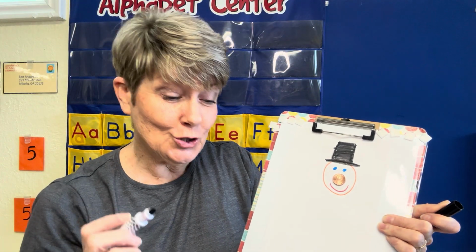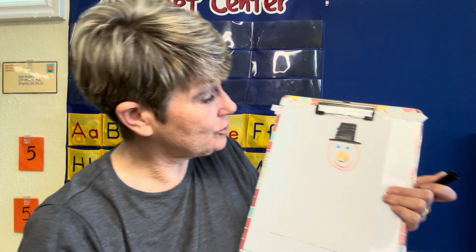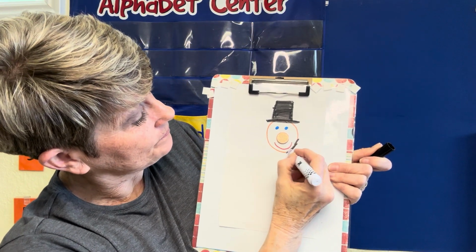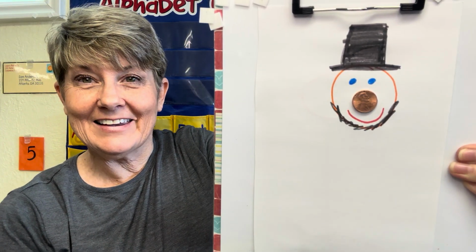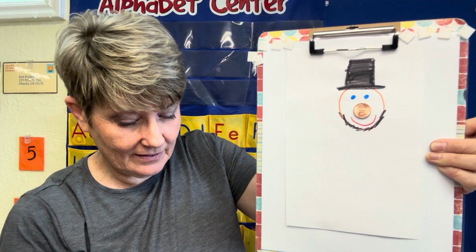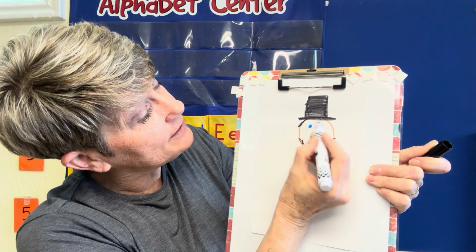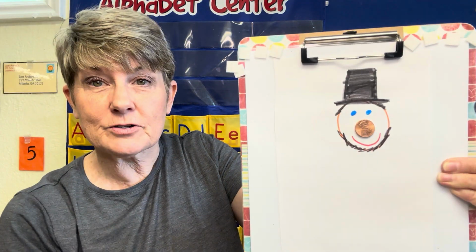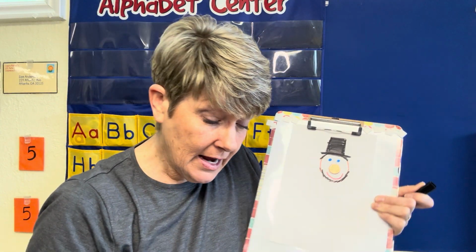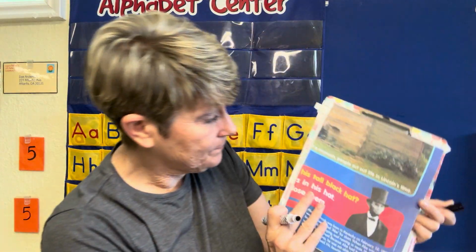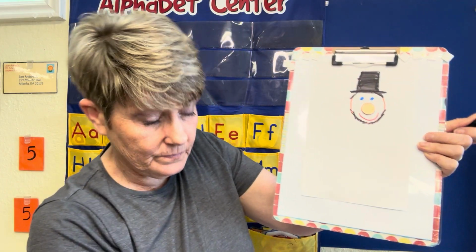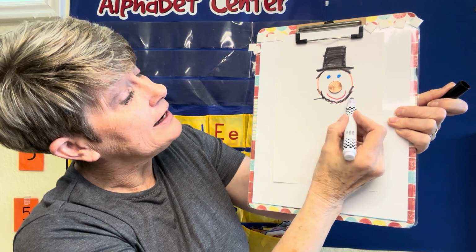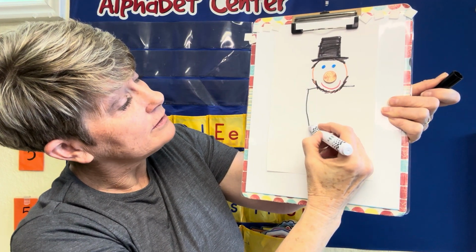Now, do you remember what was on his chin? Let's draw some whiskers on his chin. He's got some whiskers on his chin. And you know what? We could draw him a little bit of hair too if we wanted to. Try to draw him a little bit of hair. And then Abraham Lincoln wore a tall coat. So you know what we're going to do? We're going to draw him a coat.